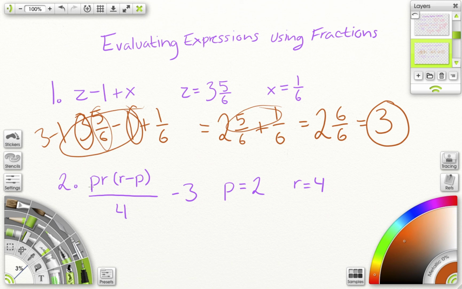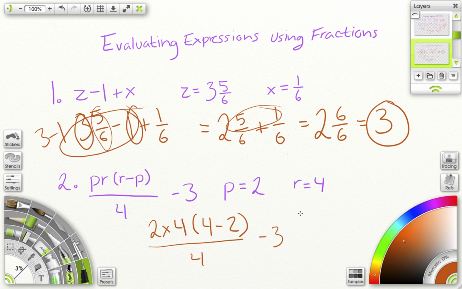Number 2 is p times r, in brackets r minus p, over 4 minus 3. So my first step is going to be plugging in my numbers. So p is equal to 2 and r is equal to 4. So I have 2 times 4 because pr means multiplying. So I have p, which is 2, and r, which is 4. So 2 times 4. And then in my brackets, I have r minus p. r is equal to 4 minus p, which equals 2, over 4 minus 3.